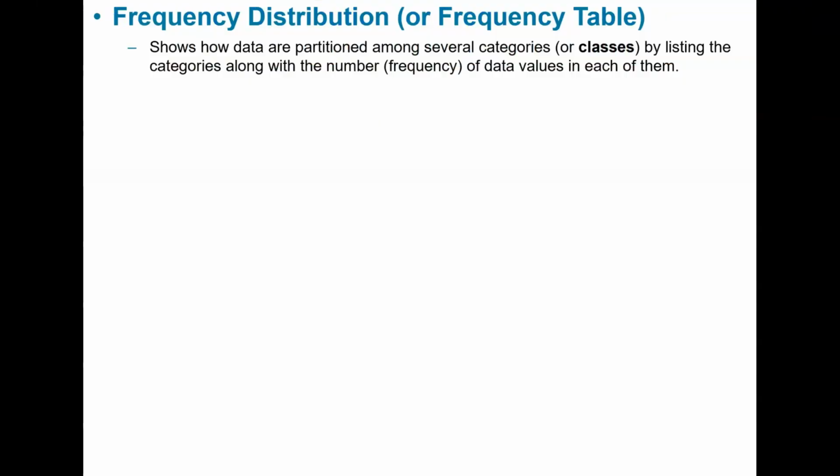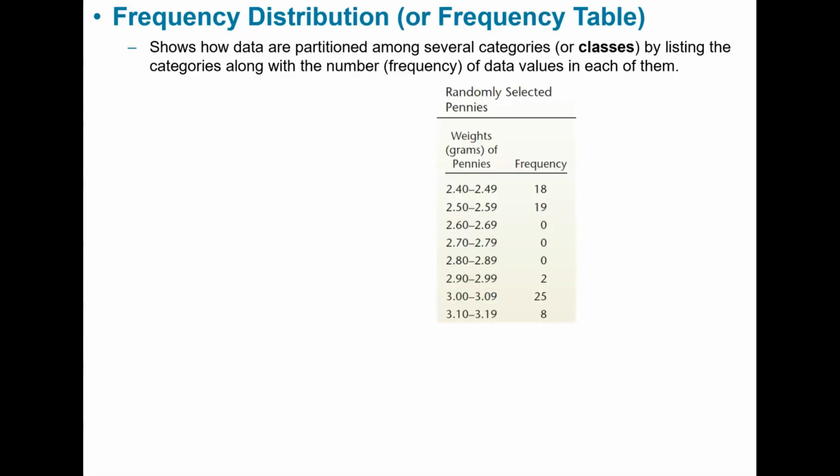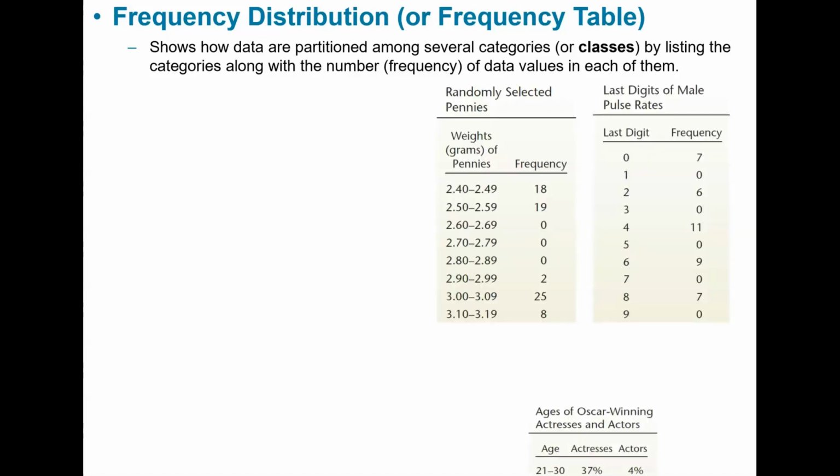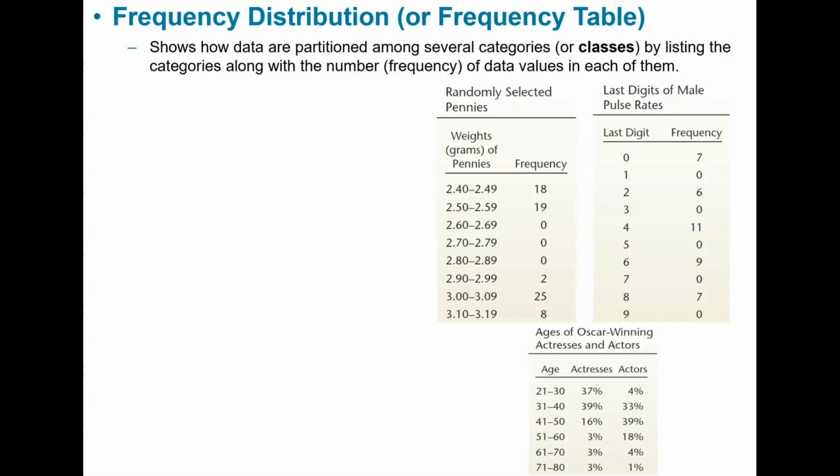Before we do that, let's learn some definitions related to frequency distribution tables. A frequency distribution table shows how data are divided among several categories called classes, by listing the categories along with the number of frequencies, or occurrences, of data values in each of them. Here are some examples of frequency distributions. Frequency distribution tables have classes that can be listed as an interval, a single digit, or a category.